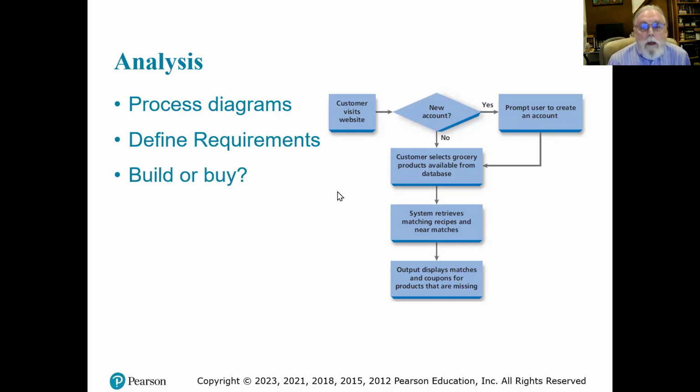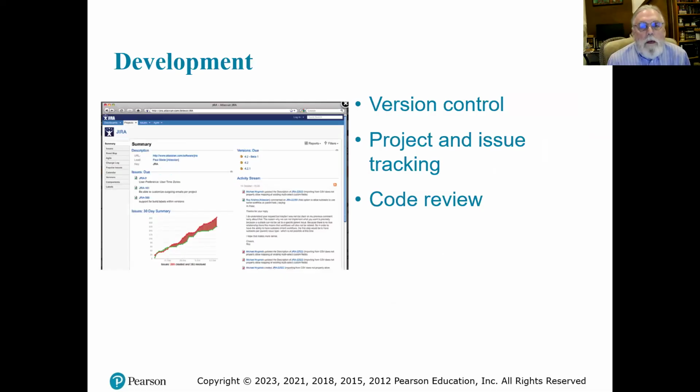And then once you have from this process diagram, you've defined your requirements. And now the question becomes, should you build this yourself with your own internal staff, or should you buy an off-the-shelf program? The next step in that process is actually developing the software itself, the application. And a key thing here, there's some key elements listed here. One is version control. You need to make sure you have well documented the different versions that you're evaluating.